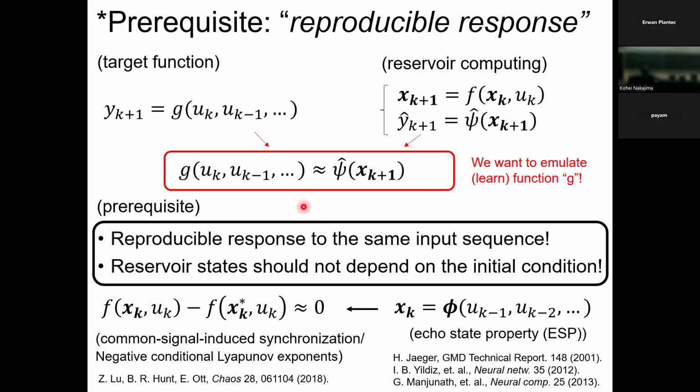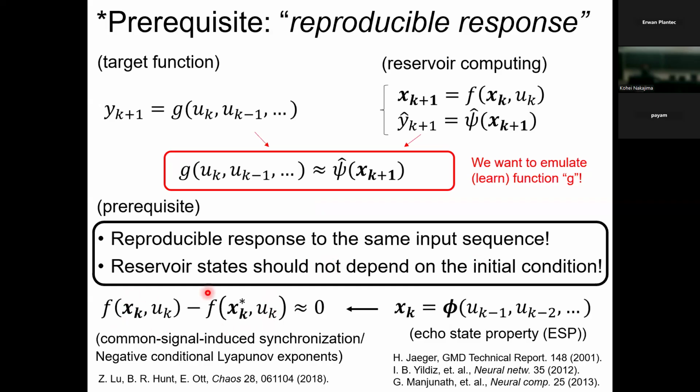For example, when we think about using physical dynamics as a computational substrate, as we know, a dynamical system's behavior depends on the initial condition. It may happen that the response of your system depends on the timing at which you inject the input, right? This prevents a reproducible response because it depends on the timing. But if your system has the echo state property, we can avoid this kind of problem.